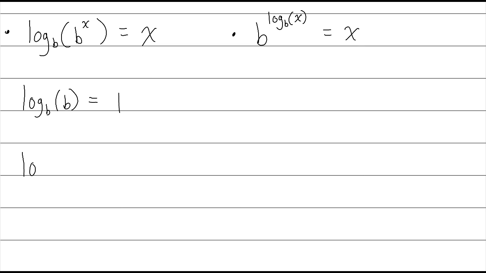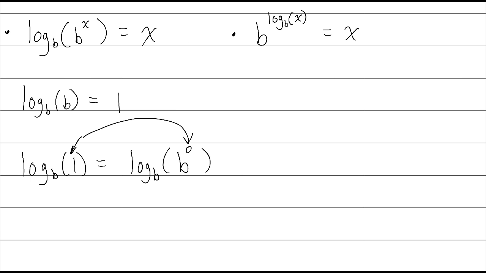Also, if you have log base b of 1, this one's a little trickier. Log base b of 1, or log base anything of 1, that's what the b means, anything. Remember, anything to the 0 power equals 1. So what if we said that 1 is b to the 0 power? We're kind of making that up, but we know anything to the 0 power is 1. So we're going to cheat a little bit and say it's b raised to the 0 power. Then what happens?